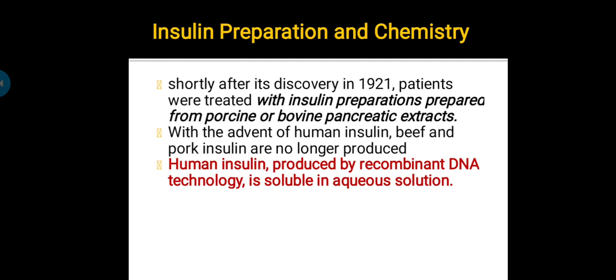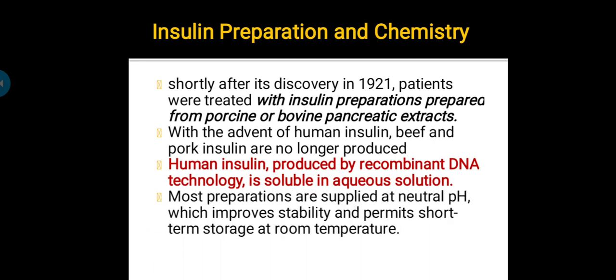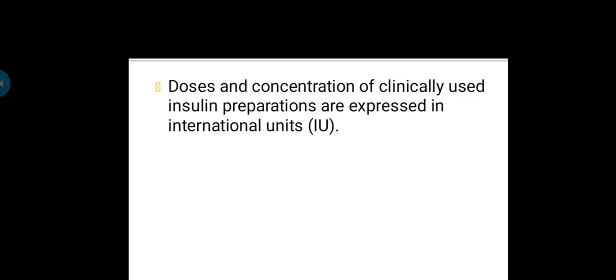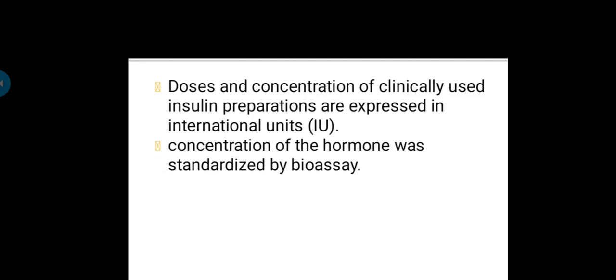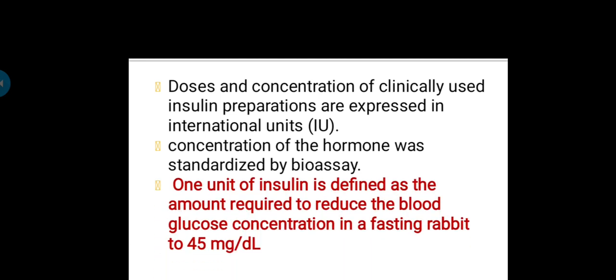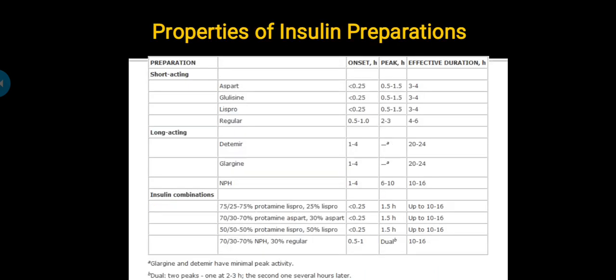Human insulin produced by recombinant DNA technology is soluble in aqueous solution. Most preparations are supplied at neutral pH, which improves stability and permits short-term storage at room temperature. The dose and concentration of clinical insulin are expressed in international units. Just like heparin and penicillin, the insulin dose is expressed in units, not in milligrams or grams. The concentration of the hormone was standardized by bioassay. What is 1 unit of insulin? One unit of insulin is defined as the amount required to reduce the blood glucose concentration in a fasting rabbit to 45 milligram per dl.